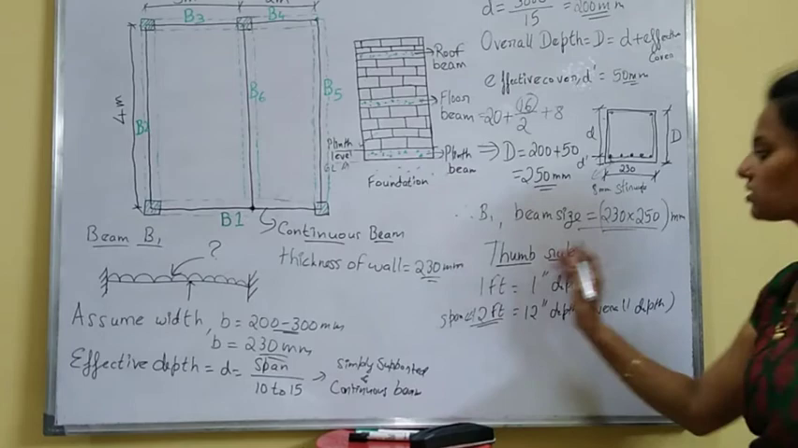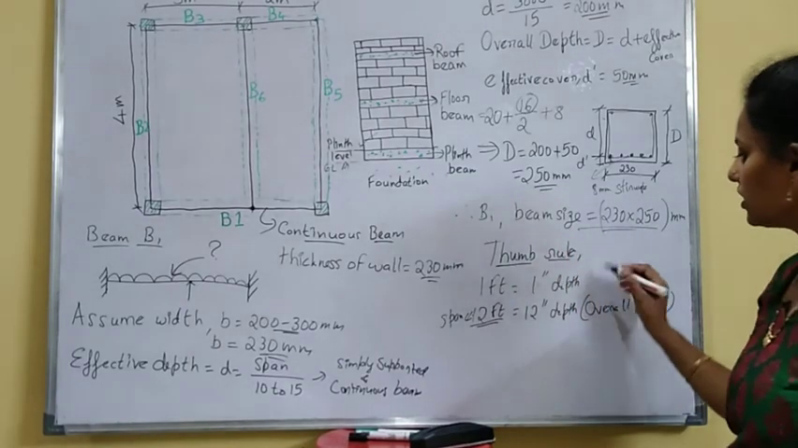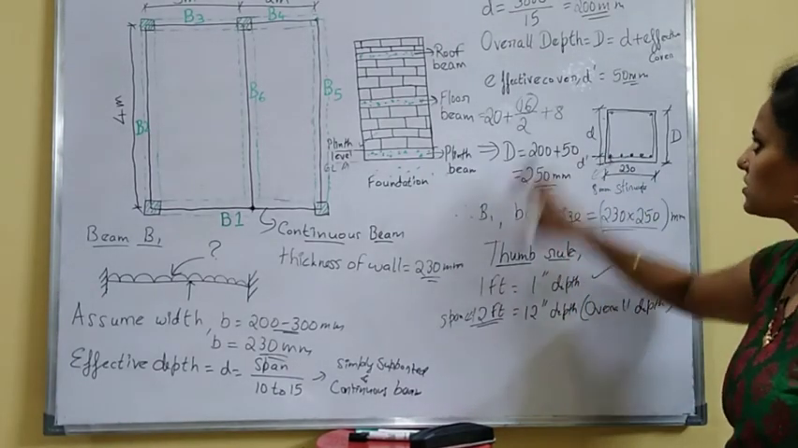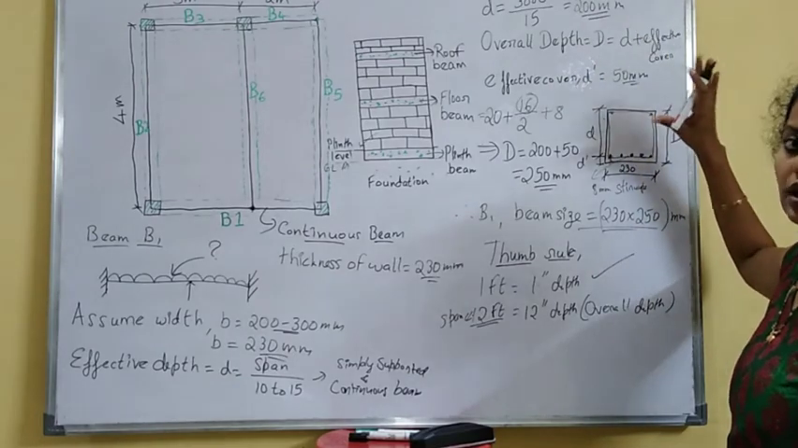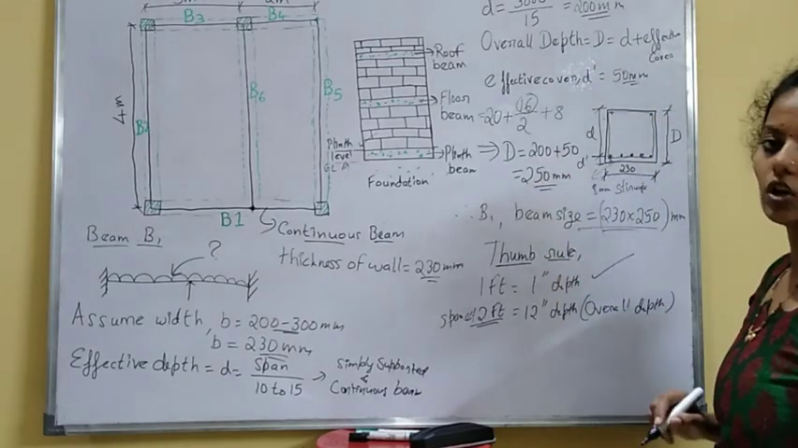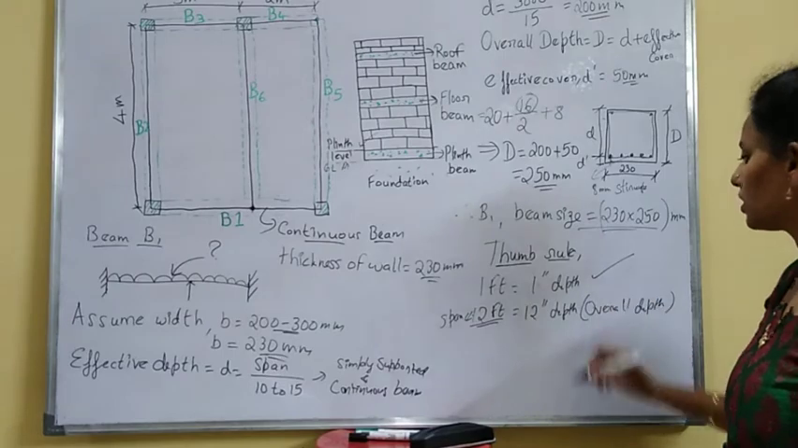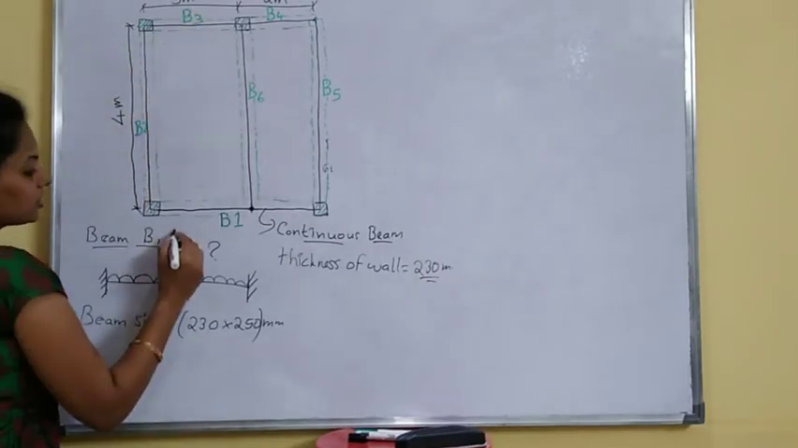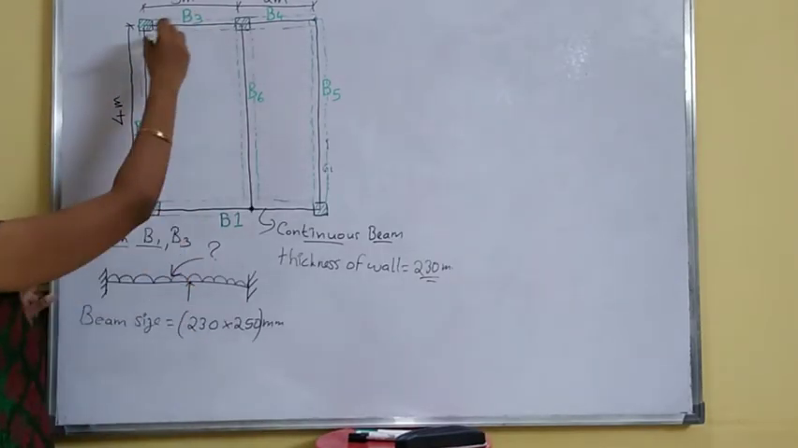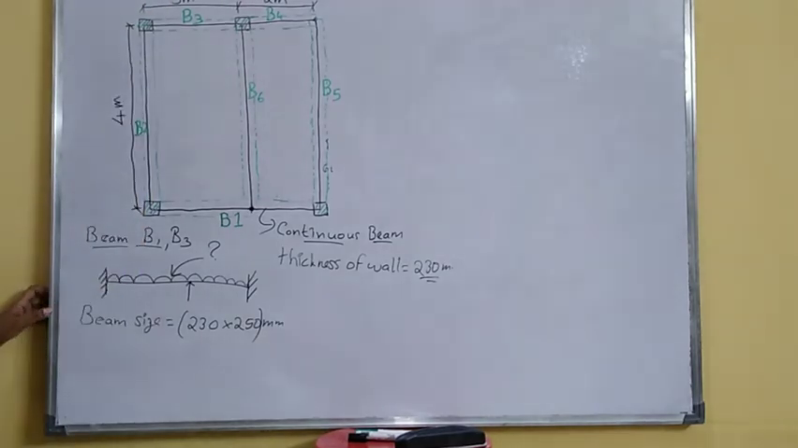This is the thumb rule they follow on the construction side, or this is the actual procedure for how we calculate the overall depth of the beam. The same we can provide for B3 also. It is also a 3 meter span.